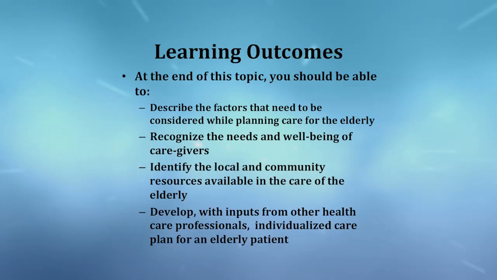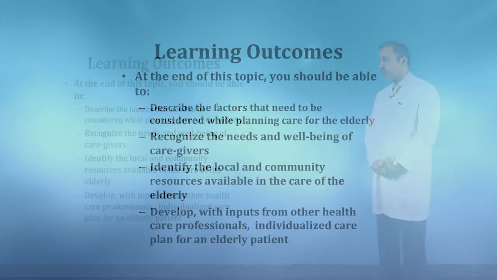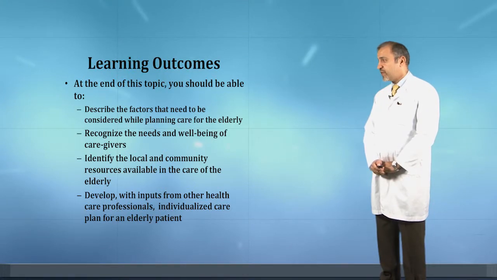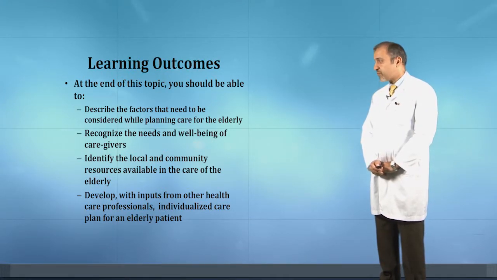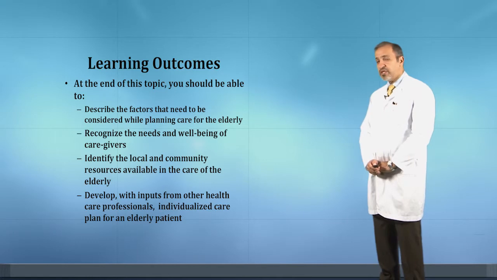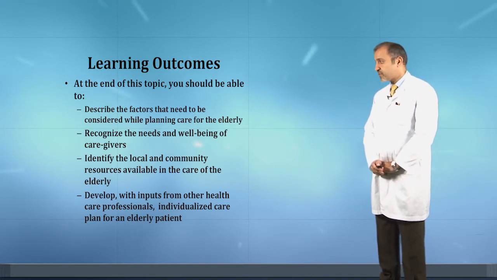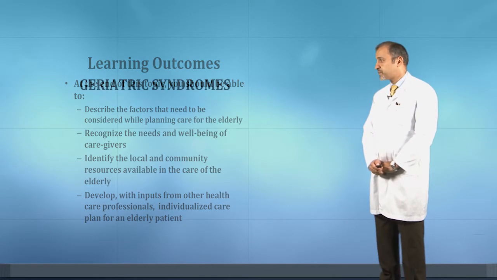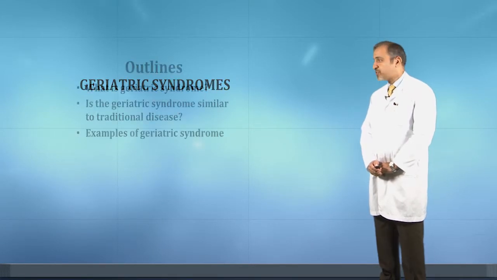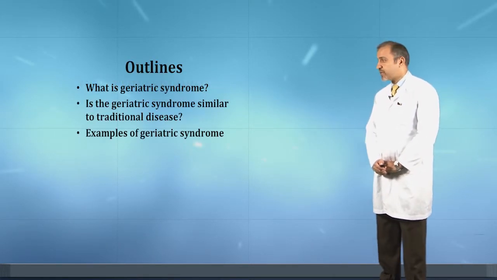The learning outcomes. At the end of this topic, you should be able to describe the factors that need to be considered while planning care for the elderly, recognize the well-being of caregivers, to identify local and community resources available for care of the elderly, and to develop, with inputs from other healthcare professionals, individualized care plans for the elderly patients. So let's talk about the geriatric syndromes and what is the geriatric syndrome.